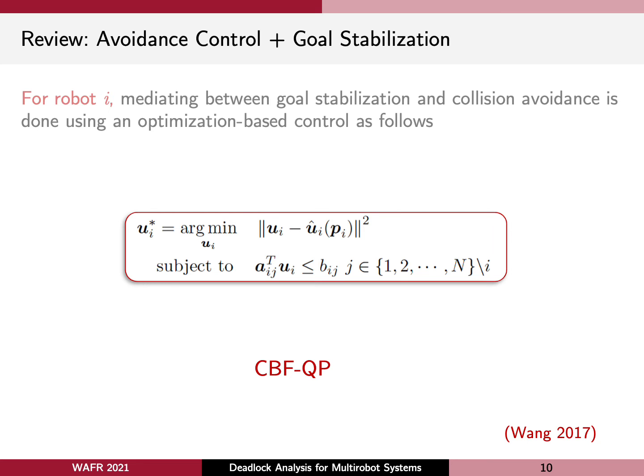So in a multi-robot system, each robot i will locally solve this QP for its optimal control u_i star, which will ensure collision avoidance while creating as much motion towards the goal as possible. So going forward, this is what will be referred to as the CBF-QP. Now, it is this control u_i star that all robots use, and so it is natural that it is this control u_i star that is also responsible for deadlocks.